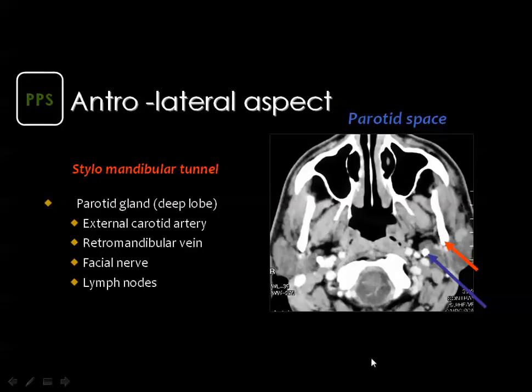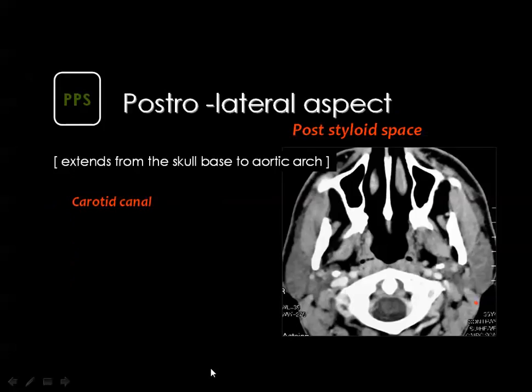Then, a vascular structure which is very important, this vein, is known as the retromandibular vein. It is located actually near this particular area. Then the facial nerve, you cannot see it. Lymph nodes are not seen unless they are enlarged. Then you can see only the deep lobe of the parotid gland. The external carotid artery may also be seen near this area. The retromandibular vein is a constant structure. The facial nerve cannot be seen. Lymph nodes are not seen unless they are enlarged.